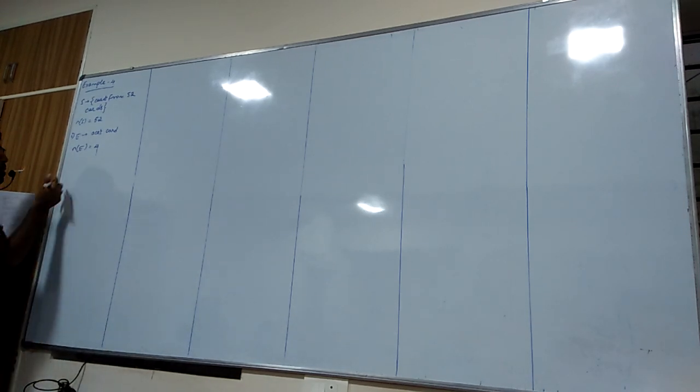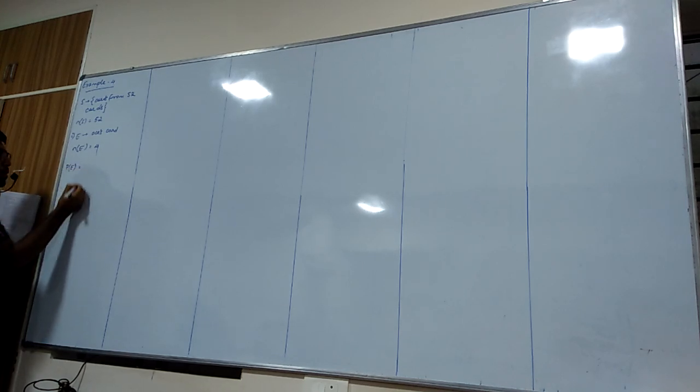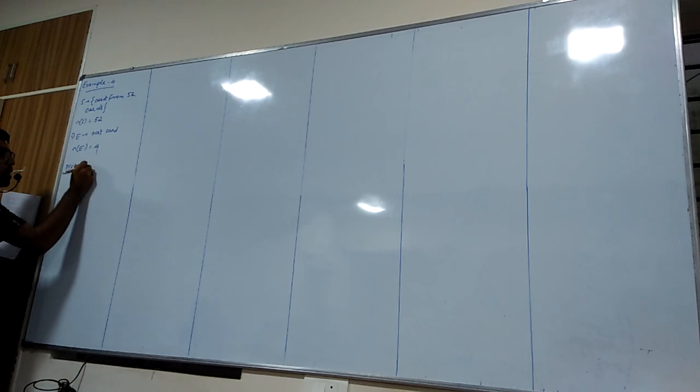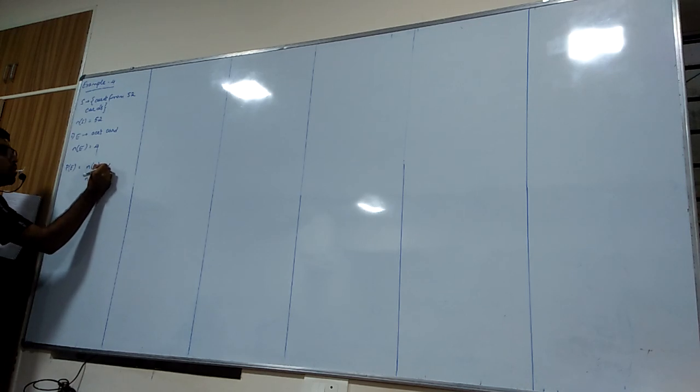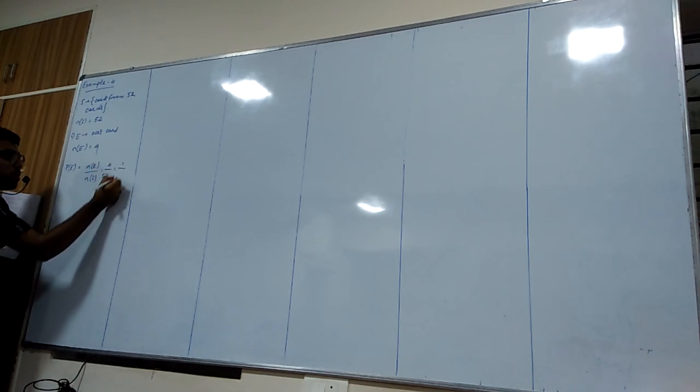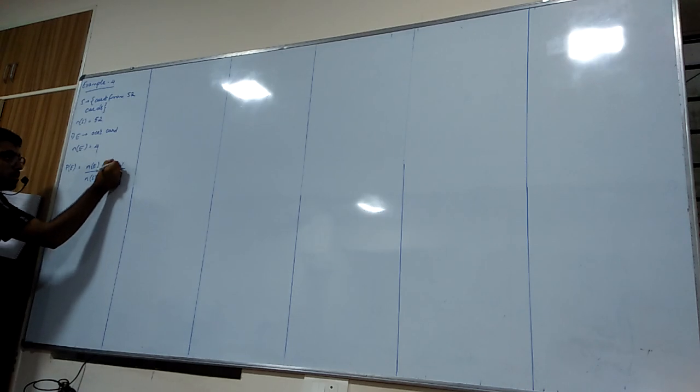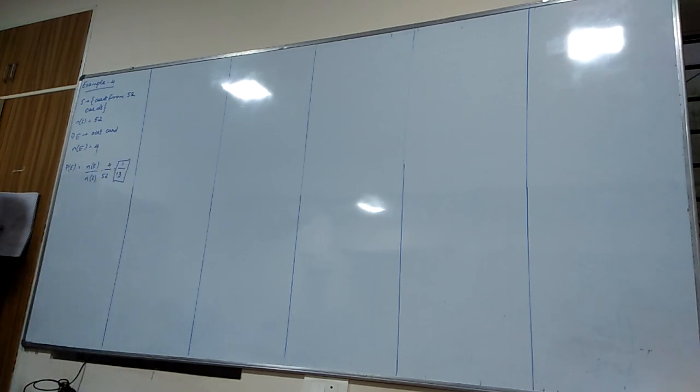So the probability of the event is equal to n of E divided by n of S. N of E is 4 divided by 52, which is 1 by 13. Clear? Doubt? No doubts?